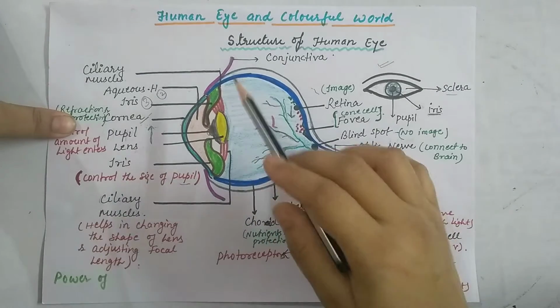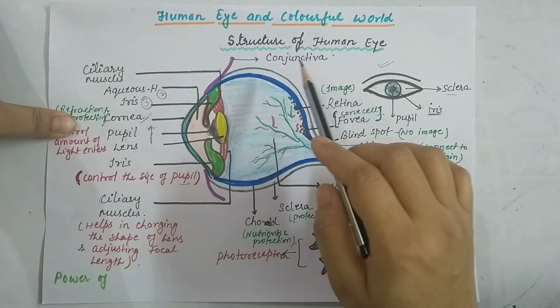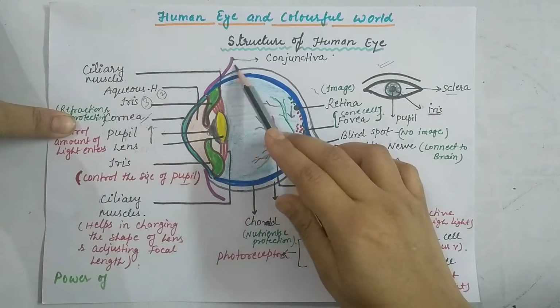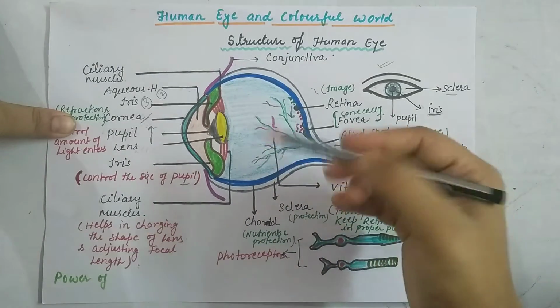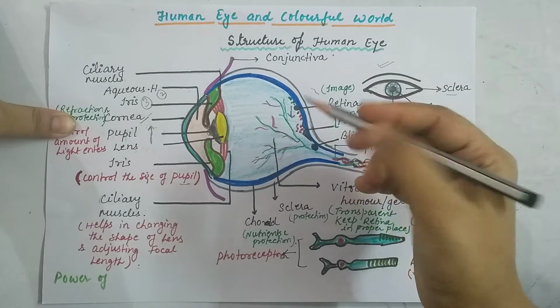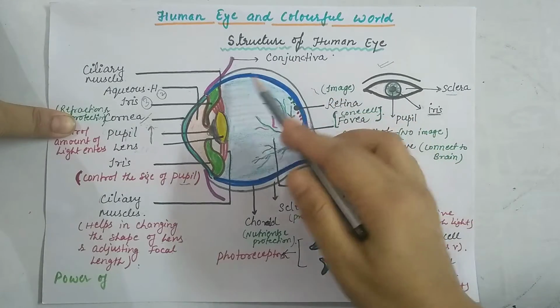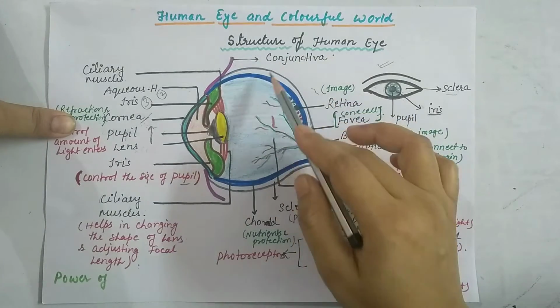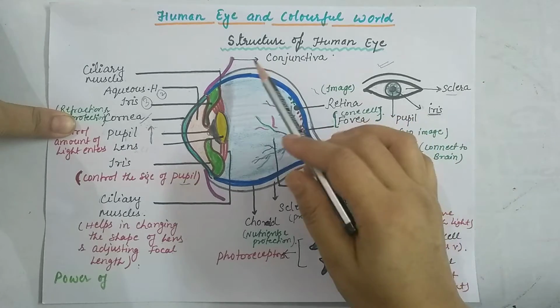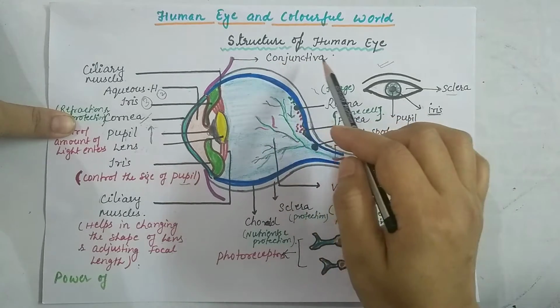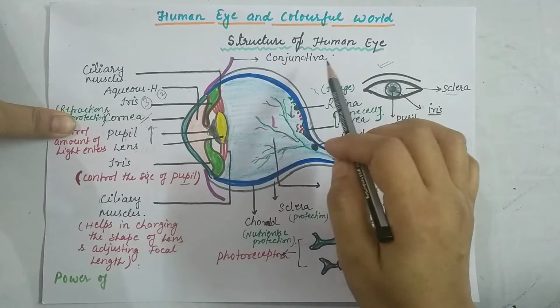Okay. One more part is your conjunctiva, this part. The conjunctiva is a connective tissue. Basically it helps in the proper protection of the eye. And if an infection occurs in the conjunctiva, then we call it conjunctivitis.